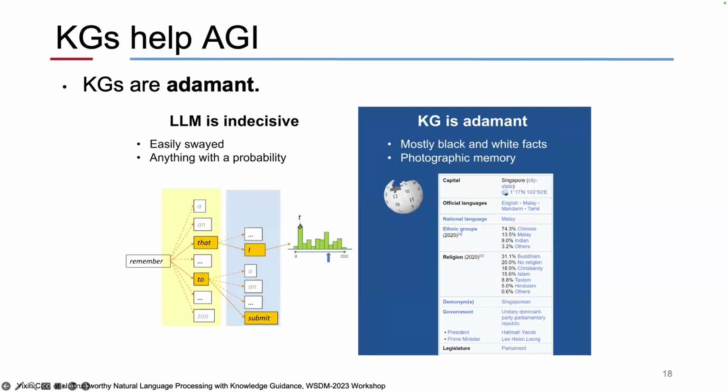And also, knowledge graphs are deterministic. We mentioned that the LLM is indecisive, right? But for the knowledge graph, after we construct it, the fact is actually either black or white. So it won't change over time unless the information changes. Otherwise it will remain very stable. So every time you use the same knowledge graph, you will get the same result. But for an LLM, you use the same LLM, you may get different answers.